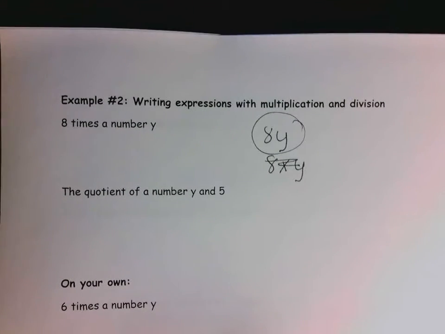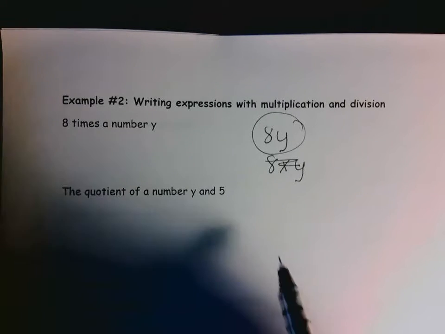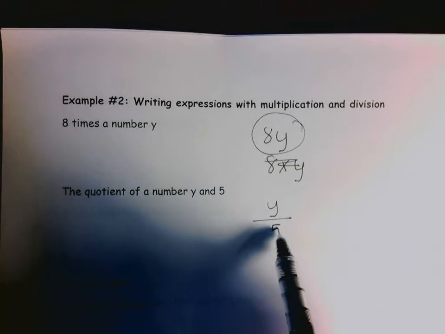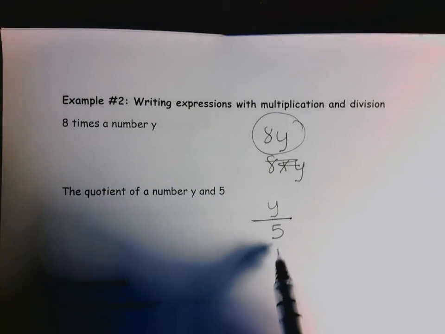The quotient of a number y and 5, you just write it the way you read it. The and is your division bar. So the quotient of a number y and 5. The and is your division bar. The quotient of a number y and 5.